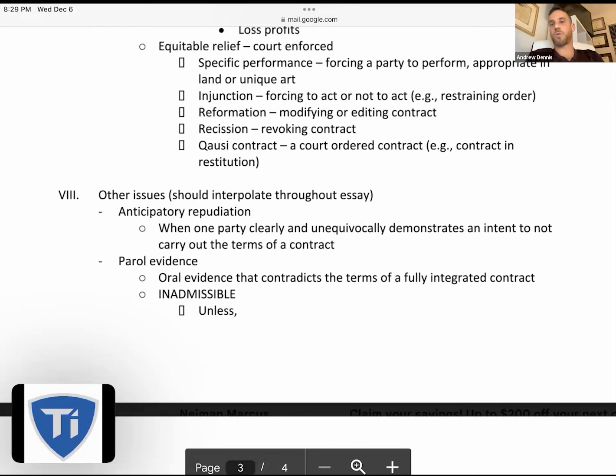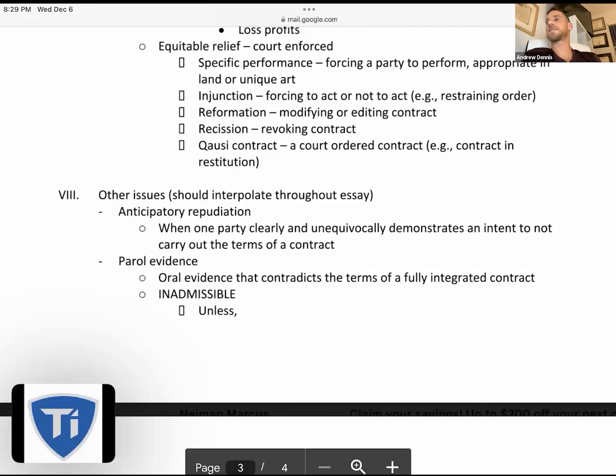Anticipatory repudiation, when one party clearly and unequivocally demonstrates an intent to not carry out the terms of the contract. I talked about this earlier. It has to be clear and unequivocal. It can't be, I'm thinking about not doing the contract, or I'm not going to do it unless I'm legally obligated. That's not going to count as anticipatory repudiation.